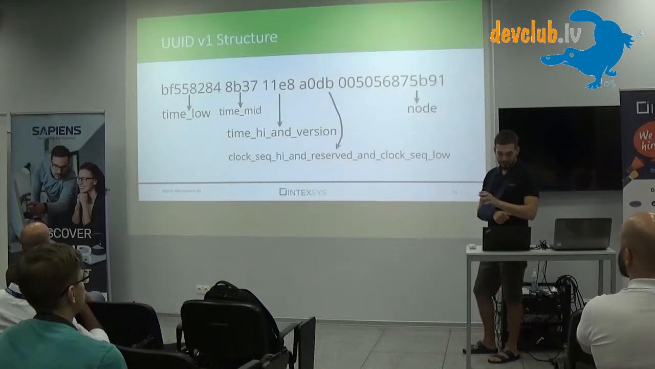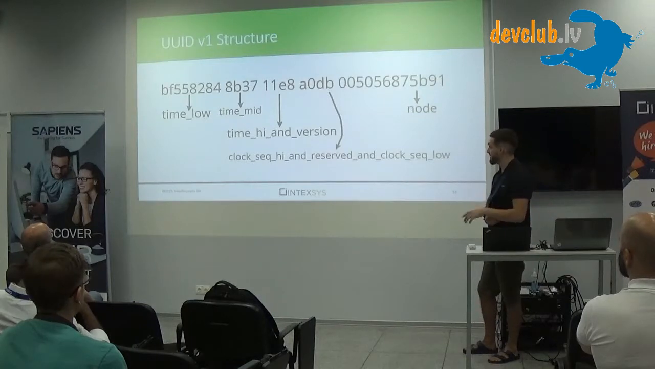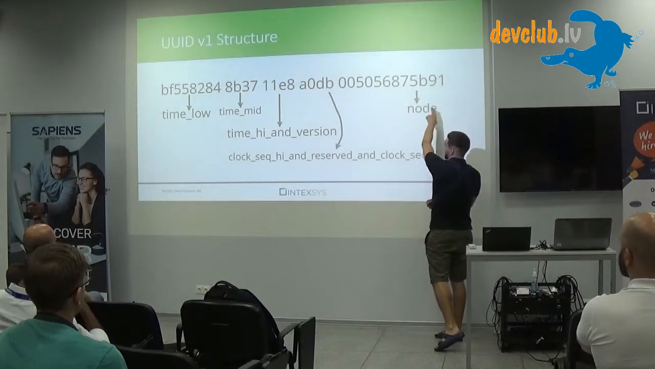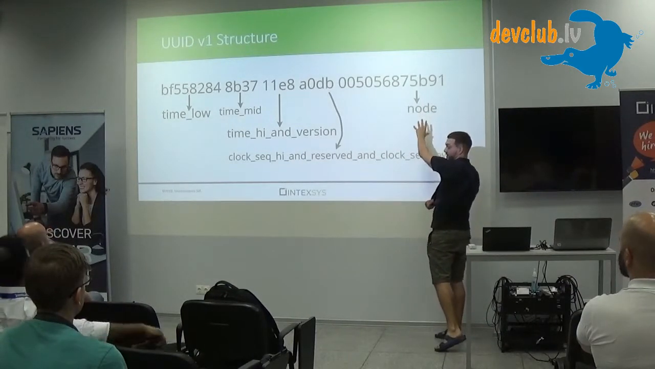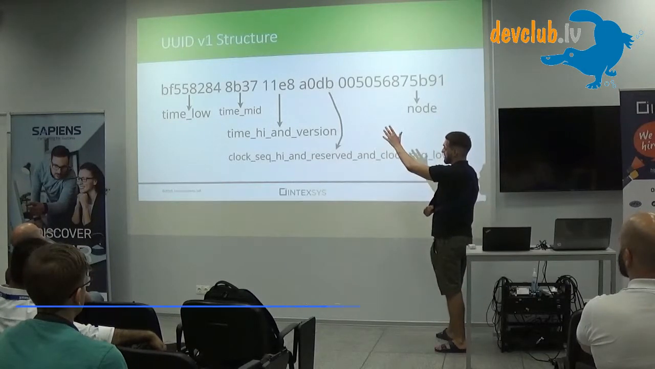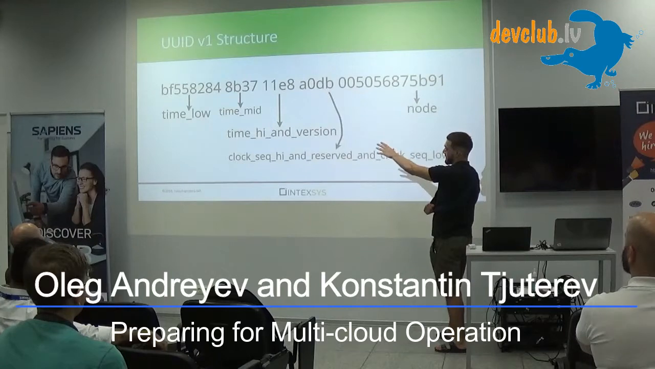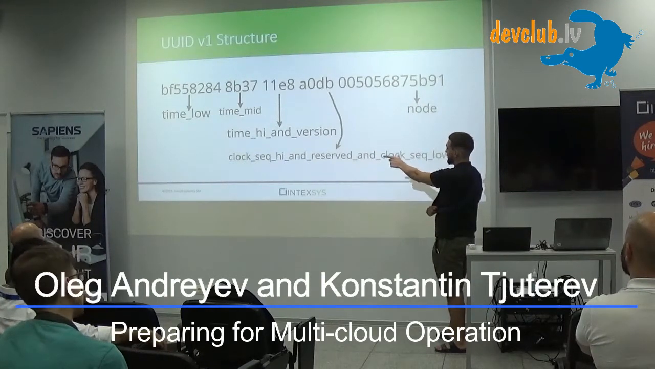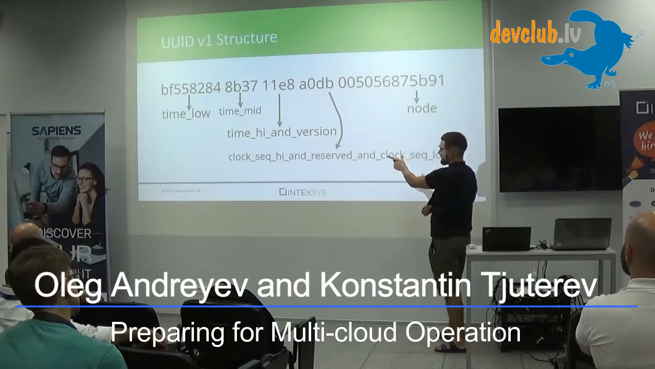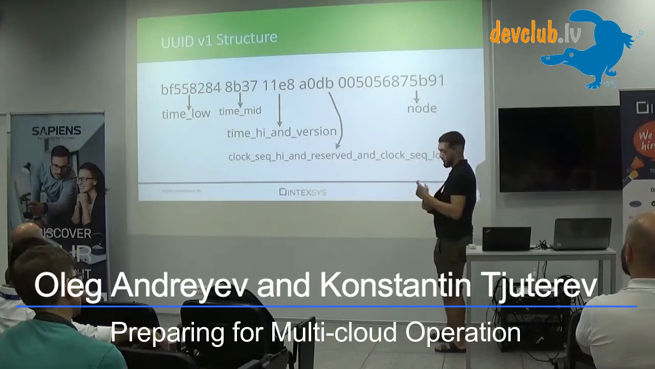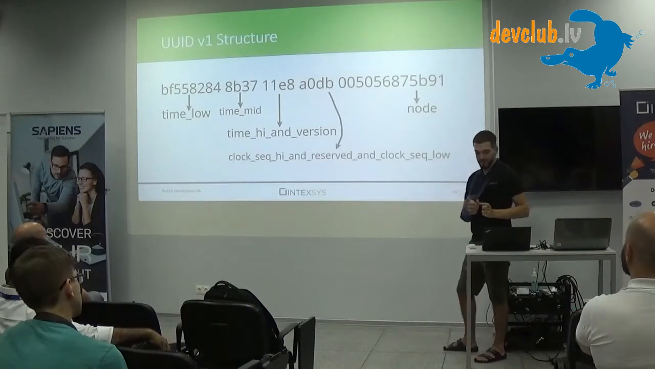So this is the structure of UUID. Here's the MAC address, so this part will never change if the UUID is generated on a single node. Then we have some information about time: high, mid, and low, and a reserved part with the clock, with 100 nanosecond resolution, to avoid collisions and generate very fast.